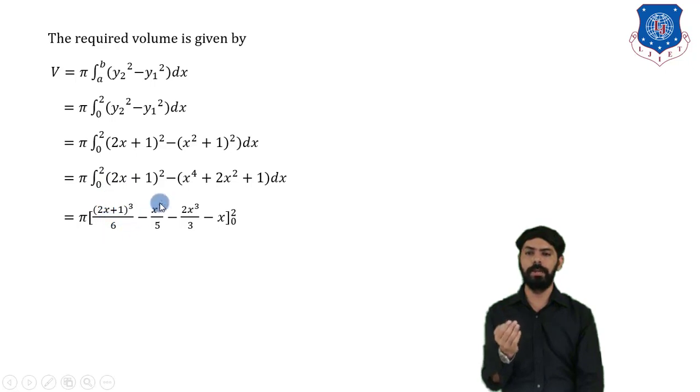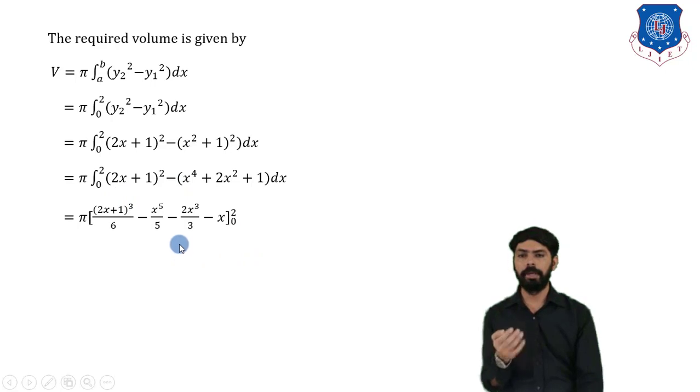Then minus integration of x raised to 4 will be x raised to 5 divided by 5. Then minus integration of x square will be x cube divided by 3. So here it will be minus 2x cube divided by 3. Then integration of 1 with respect to x will be x. So here it will be minus x, and limit will be from 0 to 2. Now here first of all we will replace x by 2, then minus we will replace x by 0.